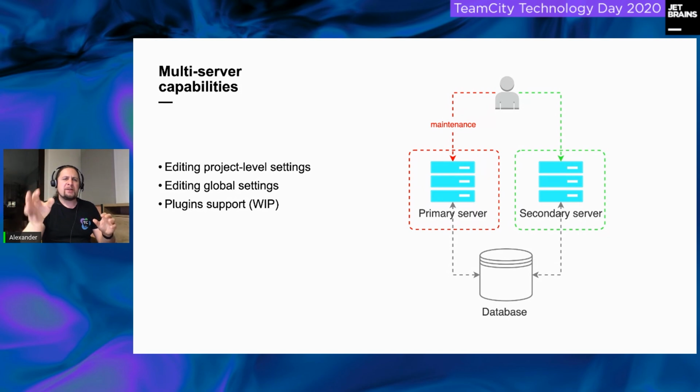And in version 2020.2, we're adding 3 new features. First, secondary nodes now allow you to edit project level settings. Second, they now allow you to edit global server settings. And finally, we're also allowing plugin developers to implement plugins that work on secondary nodes. This third feature is still in development, work in progress, and it may not make it into the release, but hopefully it will.